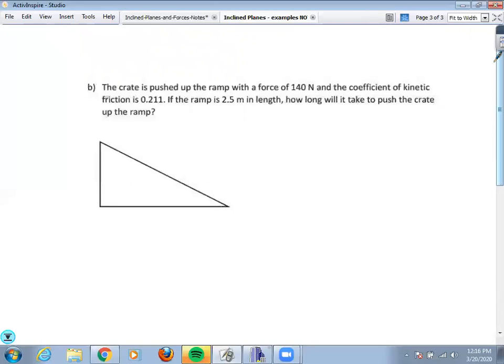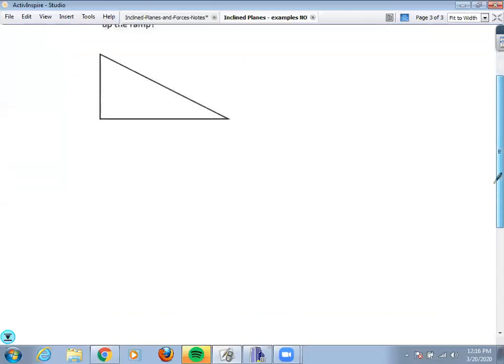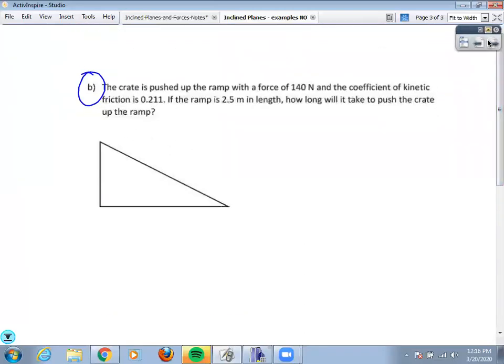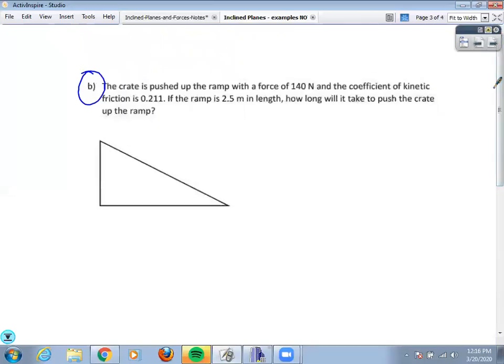So you can try part B. I will put the answers up on my website for that. And I think that is it. So that will do it for inclined planes. If you have any questions, please email me, and good luck with your learning.